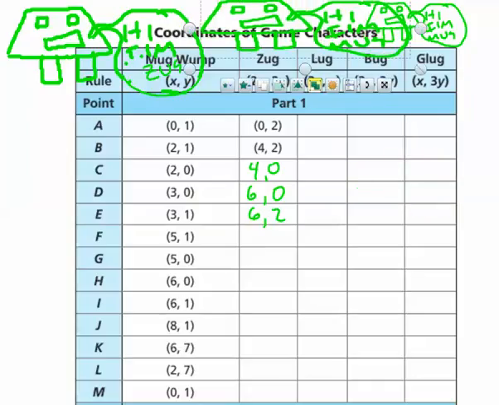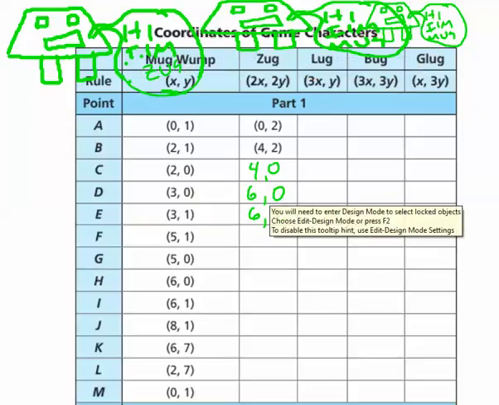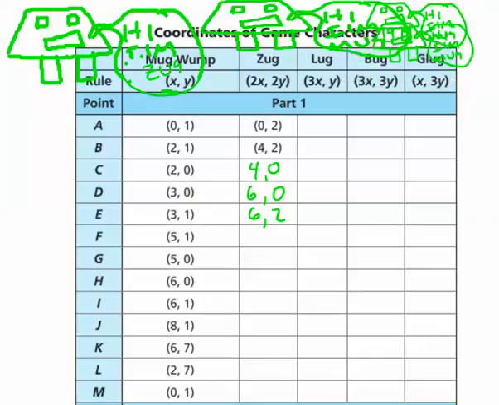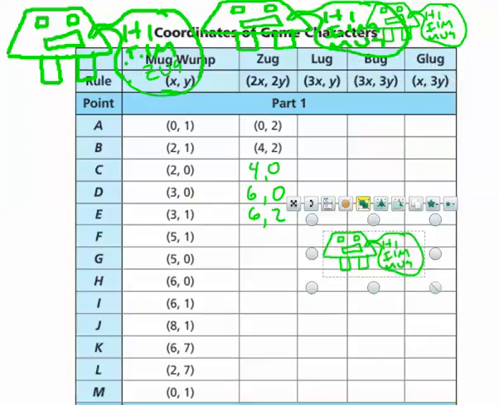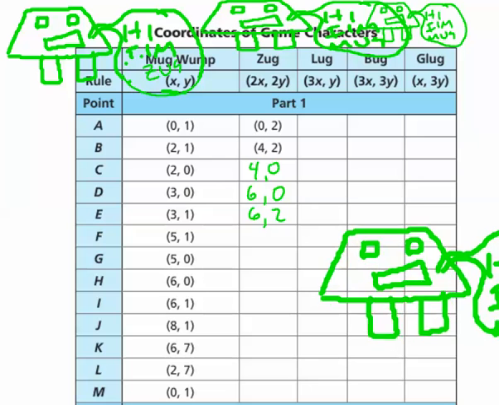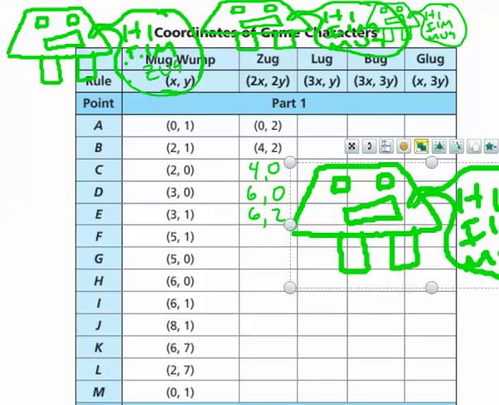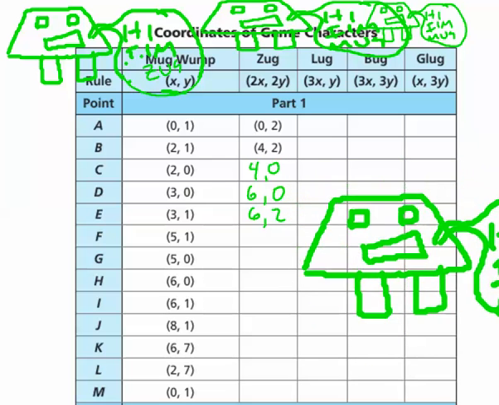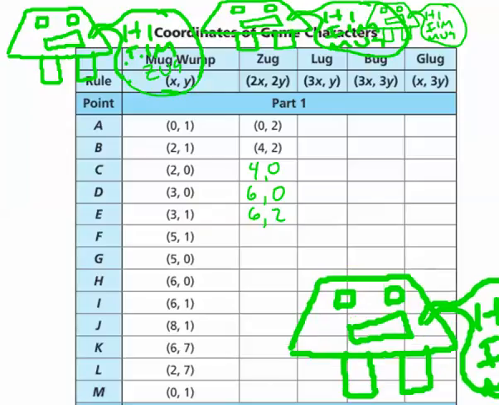Anyways, you get it. For Bug, 3x, 3y, you end up with a figure that looks like this. It's 3 times wider, 3 times taller. Much bigger. And then finally for Glug, interesting story about Glug.